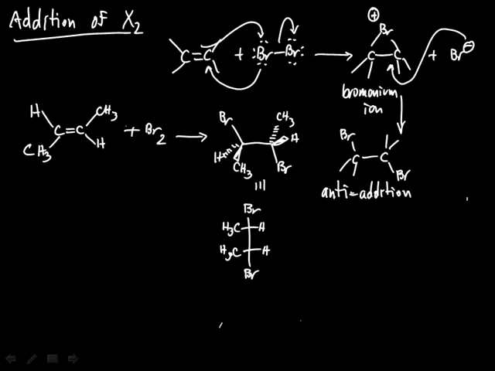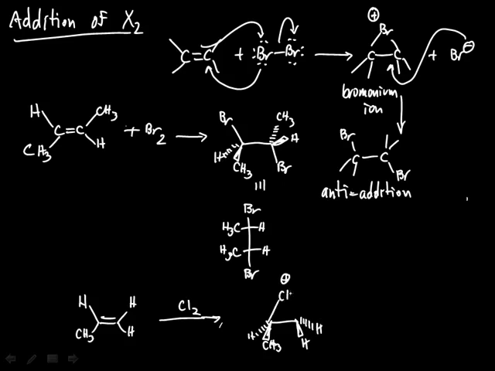Now, the same reaction will work with chlorine. If we try reacting propene with chlorine, the first step of the reaction will again involve the same mechanism and will give us a chloronium ion now. And of course it will give us Cl-. And Cl- can indeed come back and open up this three-membered ring to give us the final product.